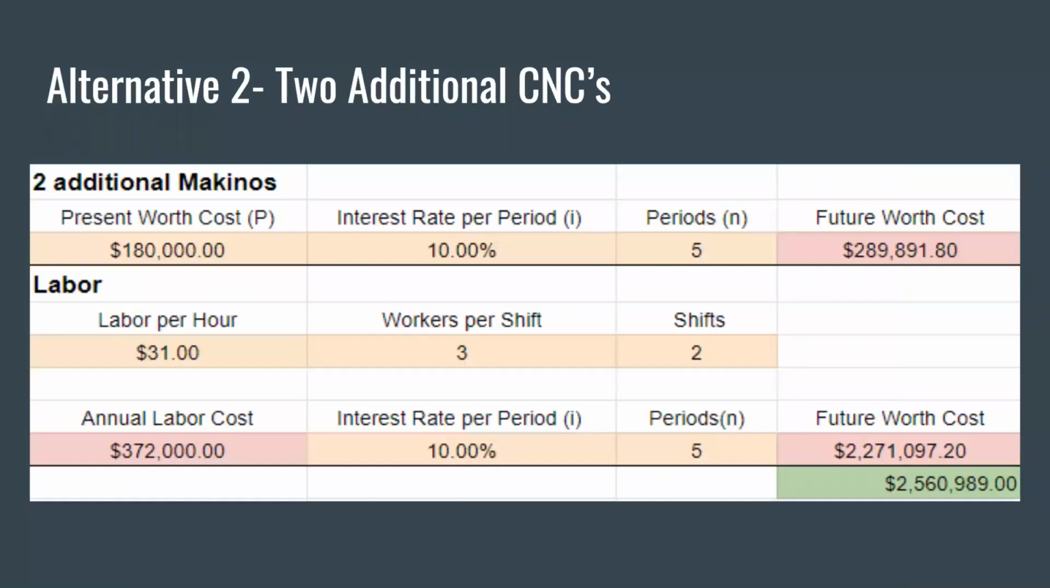By again using a standard labor rate of $31 per hour and the cost of 2 used CNCs for $90,000 each, we're able to perform an economic analysis to determine the future cost for the additional machines and the labor required to operate them. By assuming an interest rate of 10% per year for both the machines and the labor, and an initial investment of $180,000 as well as 3 operators, we determined that the future worth cost in 5 years would be $2.5 million.